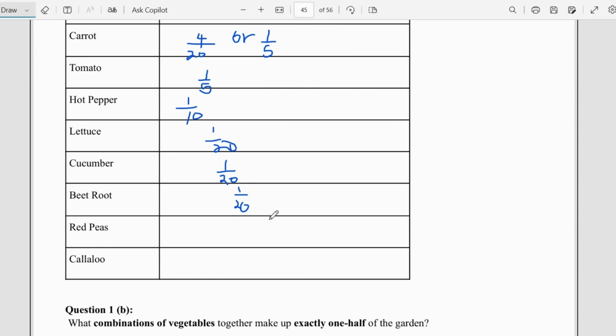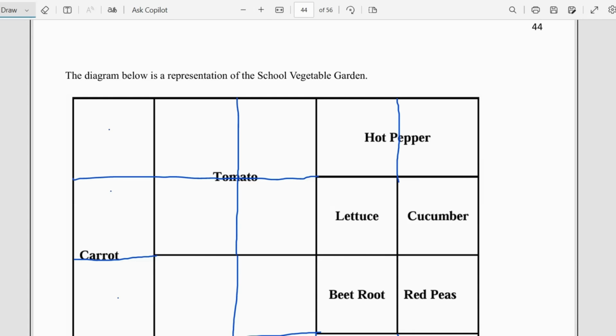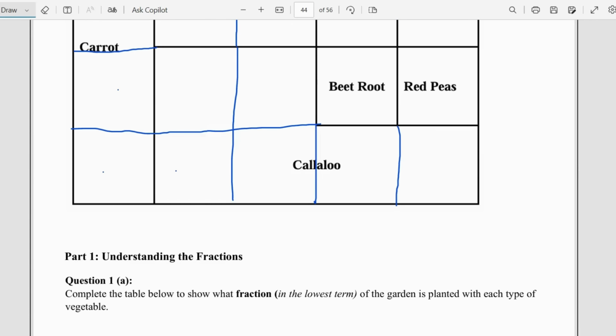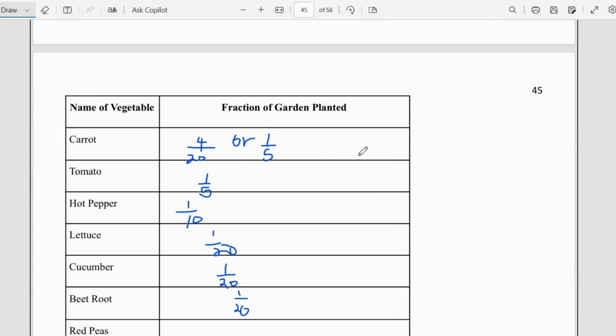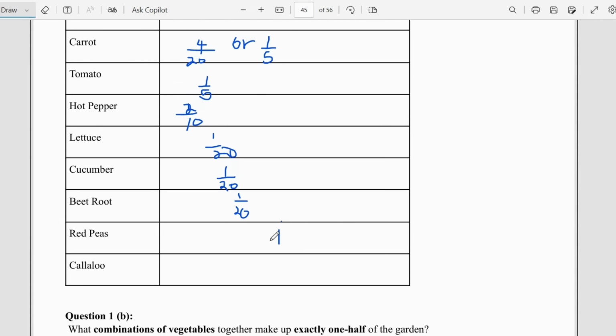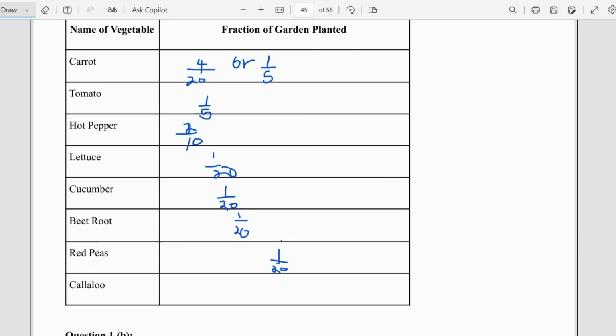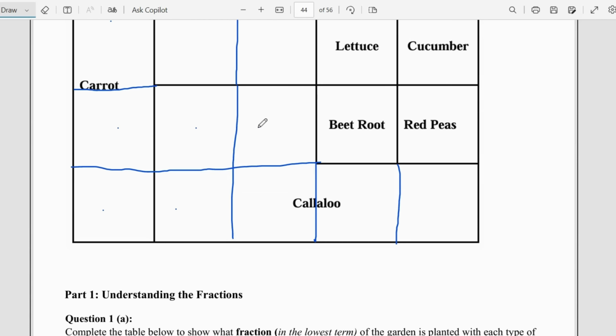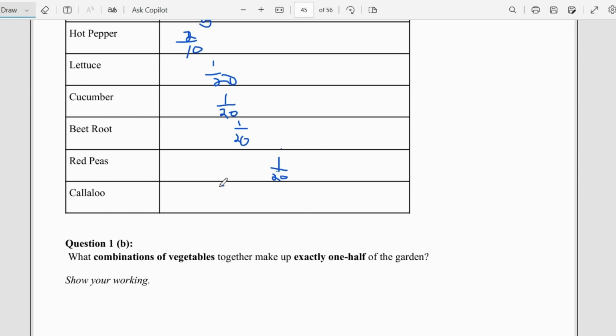Red peas. Let me look back at the hot pepper, which one now? It was 2 over 20 for the hot pepper, and the red peas is 1 over 20. So it's actually 2/20 for hot pepper, red peas is 1/20, and callaloo is 6/20. Let's look back at it. If it's 1, 2, 3, 4, 5, 6, that's 6/20. What number can go into 6 that can also go into 20? That's 2. 2 into 6 is 3, 2 into 20 is 10. So it's 3/10.